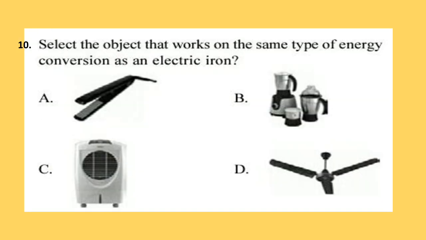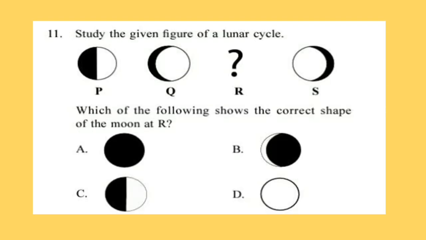Question 10. Select the object that works on the same type of energy conversion as an electric iron. Look at the pictures carefully and select your answer. Question 11. Study the given figure of a lunar cycle. Which of the following shows the correct shape of the moon at R?